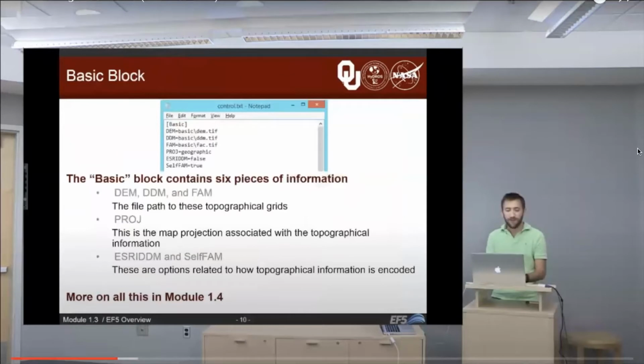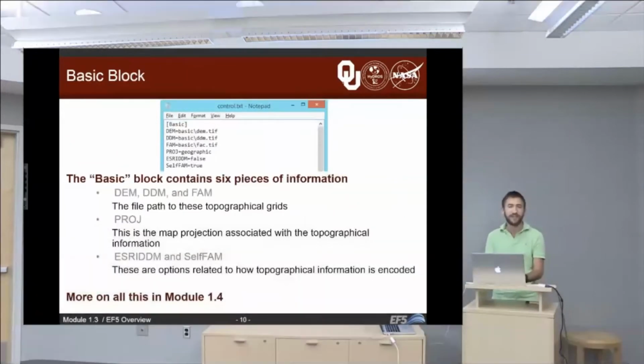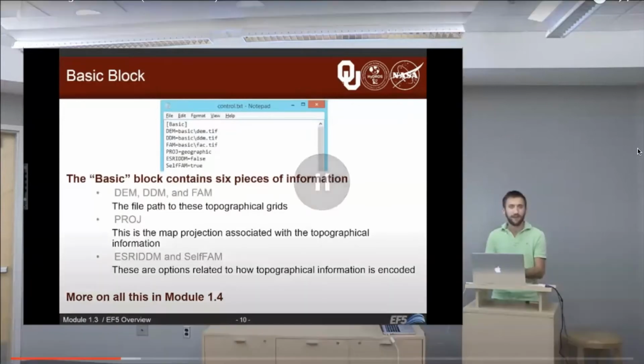The basic block contains 6 pieces of information. There's DEM, DDM, and FAM, and those 3 things are file paths, and so they need to point to wherever a grid is located that contains that.